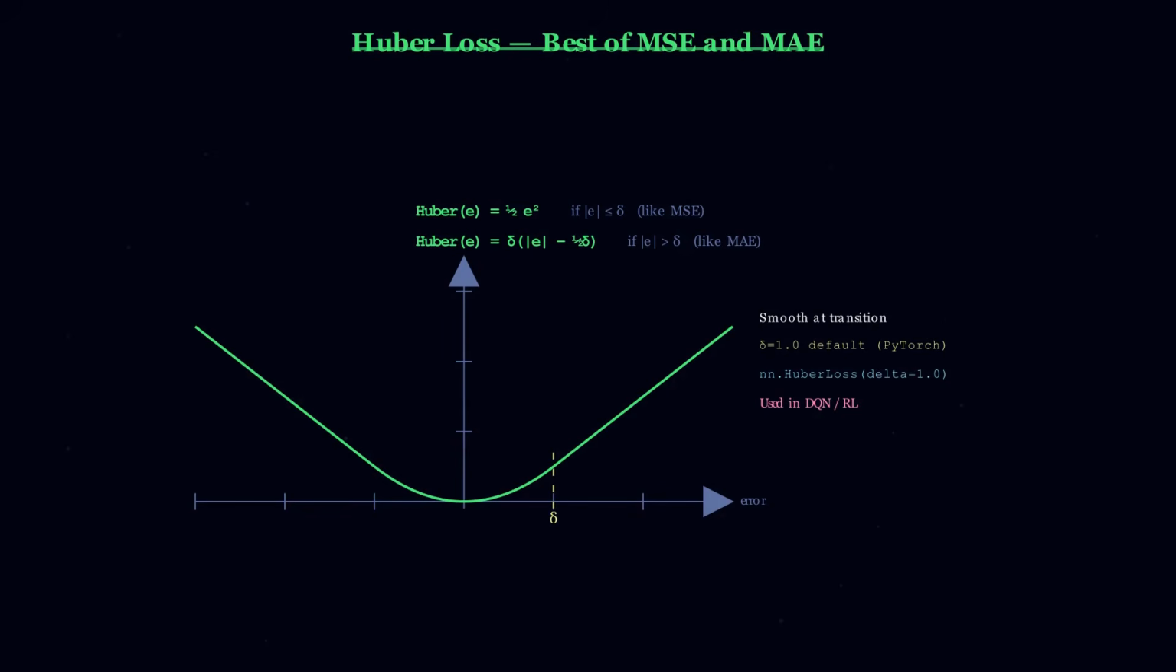For errors smaller than delta, it behaves like MSE: squared, smooth, fast convergence. For errors larger than delta, it behaves like MAE: linear, robust to outliers.